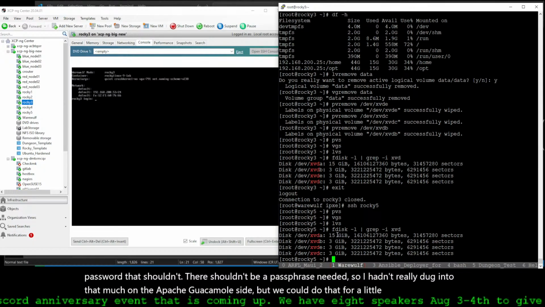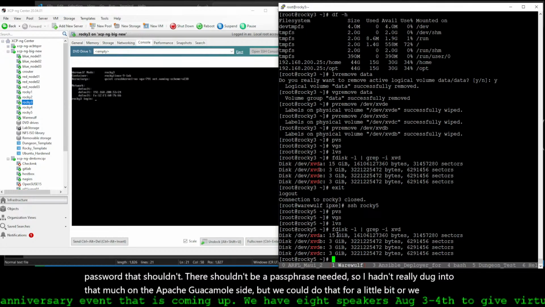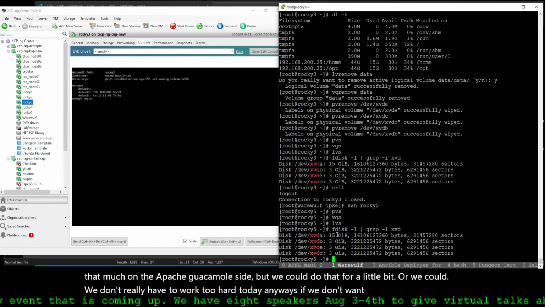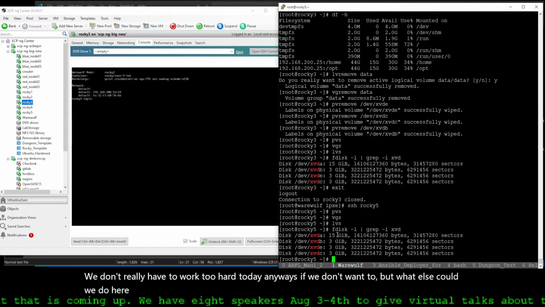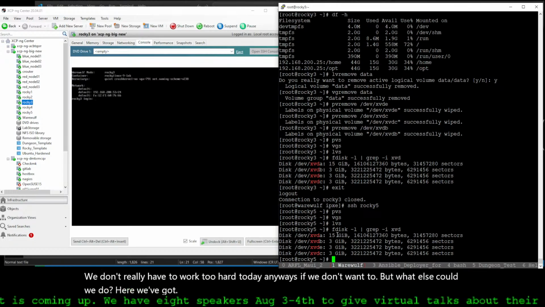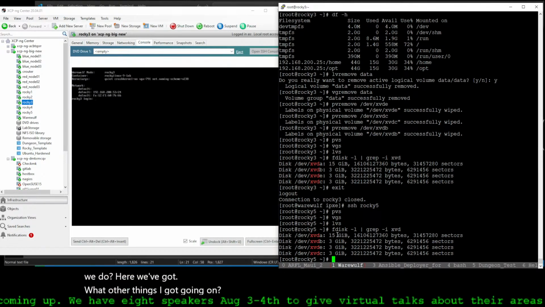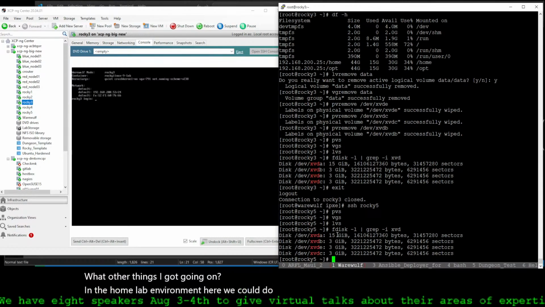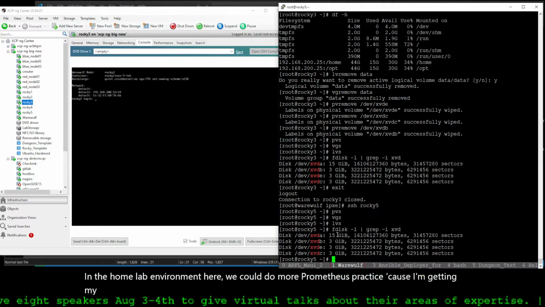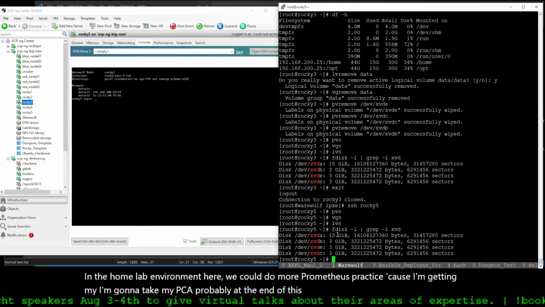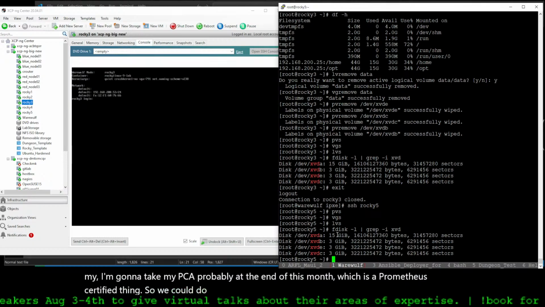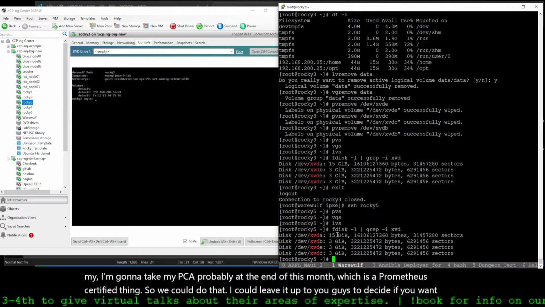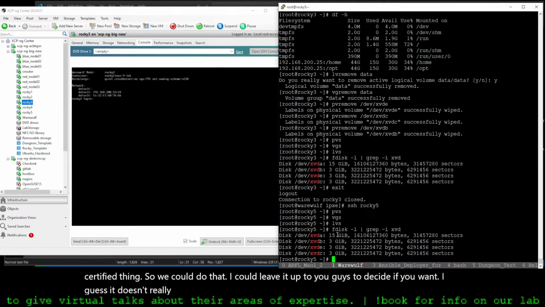We could do that for a little bit. Or, well, we don't really have to work too hard today anyways if we don't want to. But what else could we do here? I think about what other things I've got going on in the home lab environment. We could do more Prometheus practice, because I'm going to take my PCA probably at the end of this month, which is a Prometheus certified thing. So we could do that. I could leave it up to you guys to decide. I guess it doesn't really matter what we end up doing.